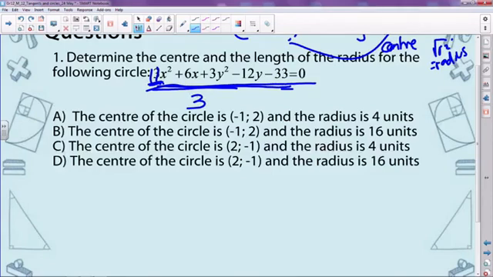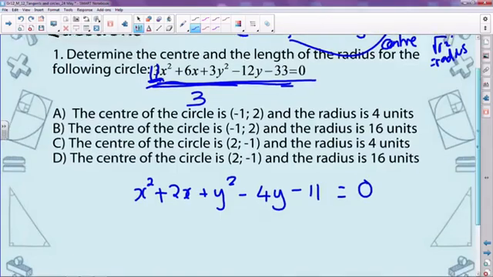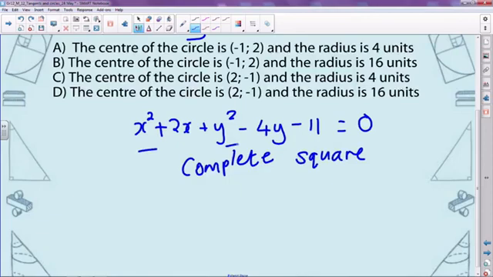All right, so if we do that, we're going to get x squared plus 2x plus y squared minus 4y minus 11 is equal to 0. Okay, so I've divided all of the coefficients by 3, and that's made my equation look a lot simpler. So at this point, we now need to complete the square. Okay, so in order to get this equation in our standard form, we need to complete the square. You'll notice that you have two variables. We've got x and y.